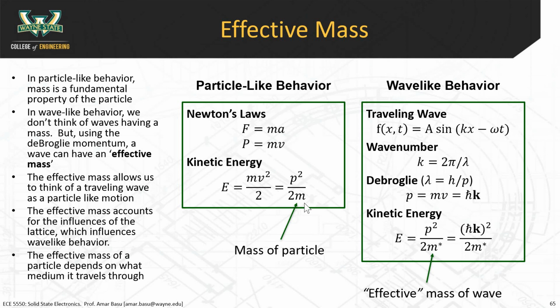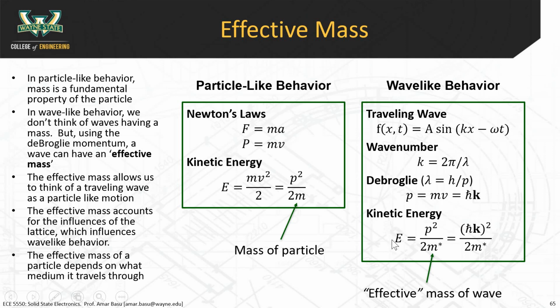In the wave-like behavior, we say that an electron is behaving like a wave, so it moves according to a sinusoidal function. This is a function of x and this is a function of t. This is an equation for a traveling wave. The wave number for this wave is k equal to 2 pi over lambda. So waves that have small wavelength have a high wave number. And the de Broglie relationship says momentum is equal to mv, which is equal to h times k.